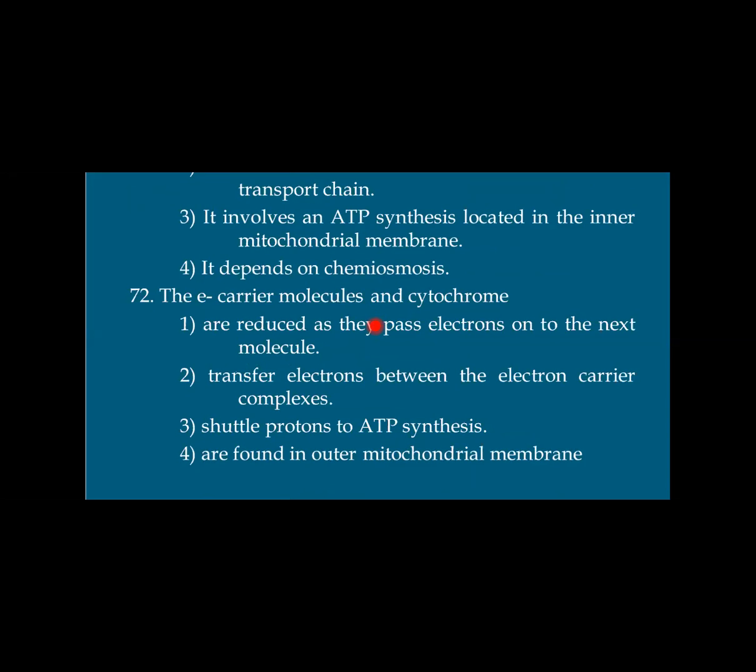Question number 72. Electron carriers, molecules and cytochrome are reduced as they pass electrons onto the next molecule. Wrong. Option 1 is wrong. They are not reduced when they pass electrons. They are oxidized. The reverse is given. When they pass electrons, they get oxidized. They are reduced when they accept electrons.